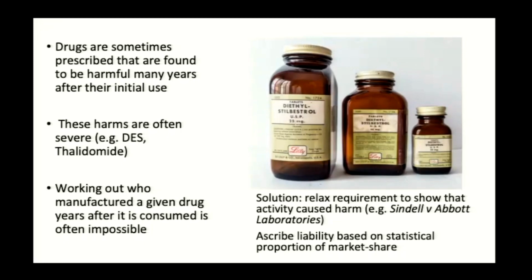So the solution has been, what the courts have done is to relax the requirement to show that the manufacturer's activity has caused harm. What they've instead done is they've ascribed liability, it's called market share liability. So they say, well, look, you've all acted in a negligent way by producing a carcinogenic drug. So you're all culpable in some sense, but we don't know who caused the harm in this particular case. So what we're going to do is estimate the damage that's caused to you, and we're going to slice it up based on how much of the market share you had at the time.